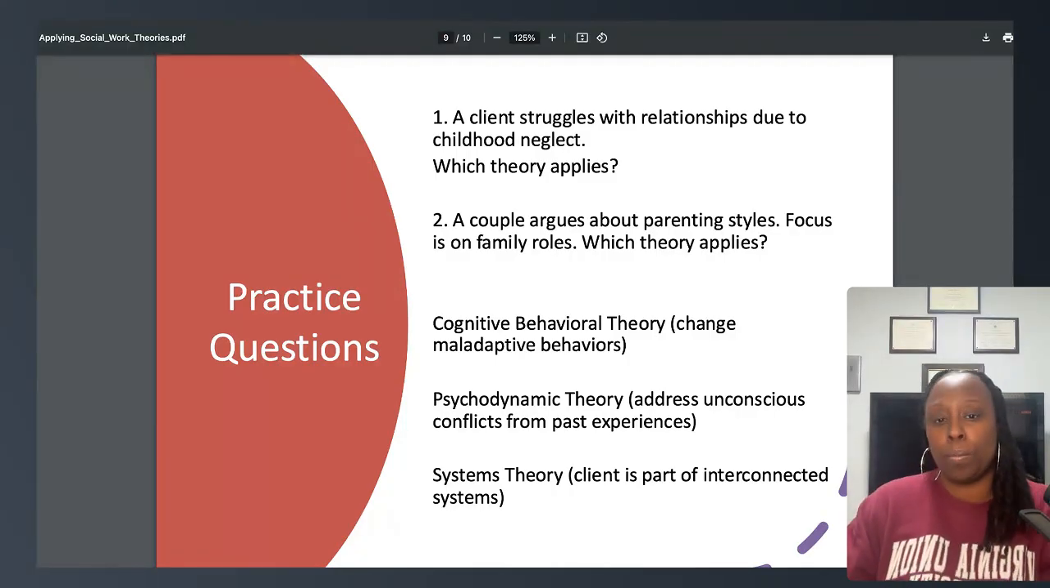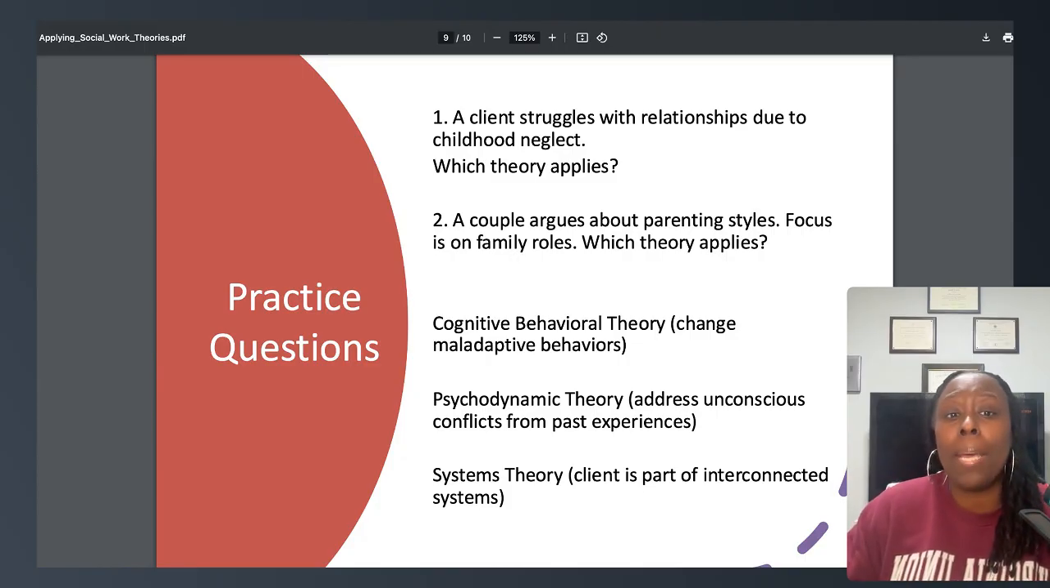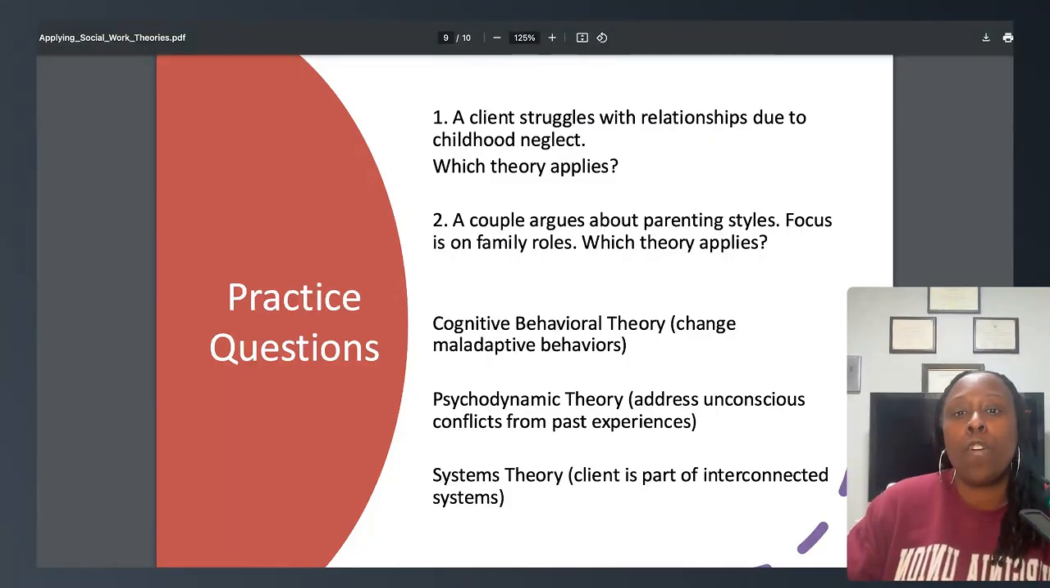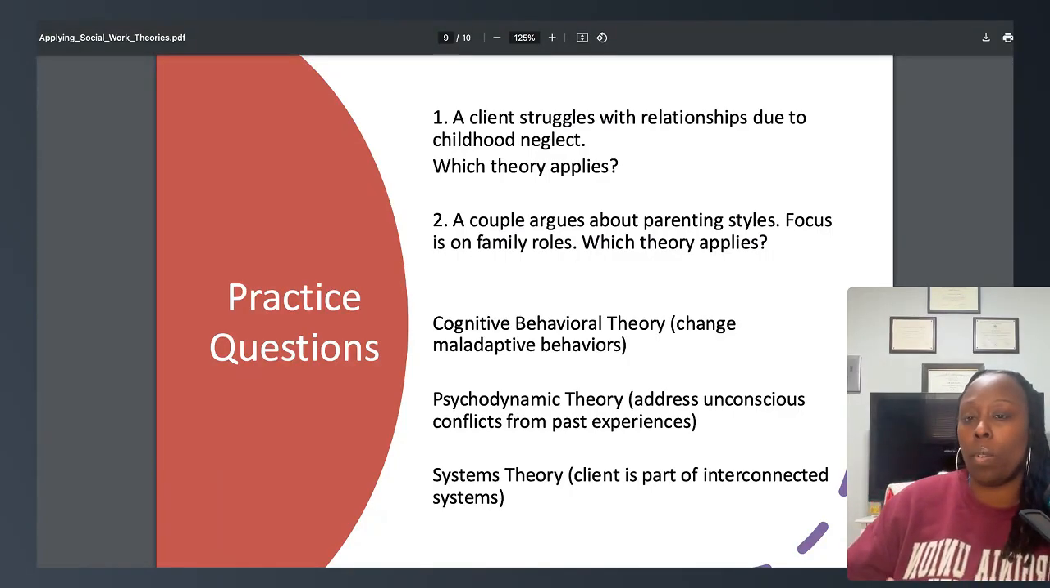Let's move on to question number 2. A couple argues about parenting styles. Focus is on family roles. So what is that? You have a husband and wife, or a wife and a wife, or a husband and a husband, whatever the preference is in that family parenting situation dynamics.